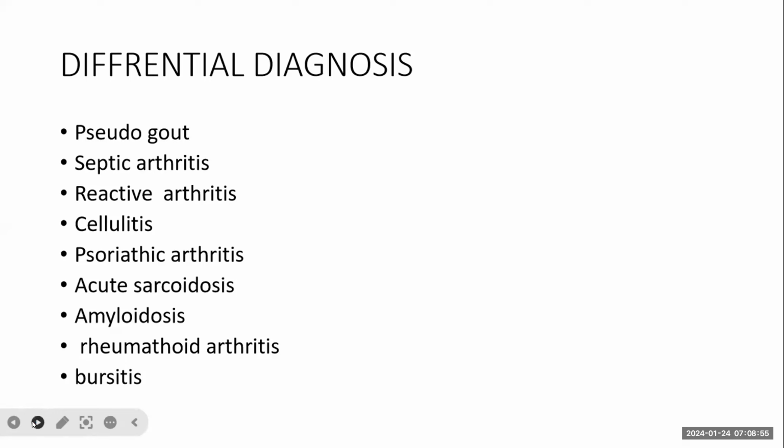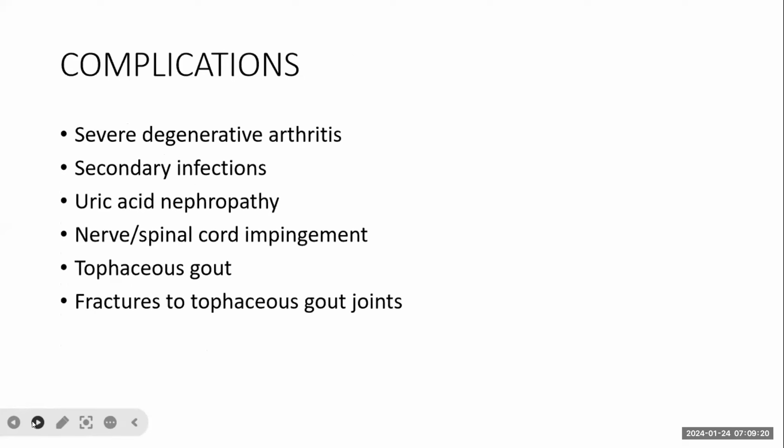Septic arthritis is a differential diagnosis because it can come with redness and swelling. For these patients, what is important is synovial fluid for MCS and also blood culture. They can also check cell counts and glucose levels in the synovial fluid just to rule out septic arthritis. Other differential diagnoses are reactive arthritis, cellulitis, psoriatic arthritis, acute sarcoidosis, amyloidosis, rheumatoid arthritis, and bursitis.